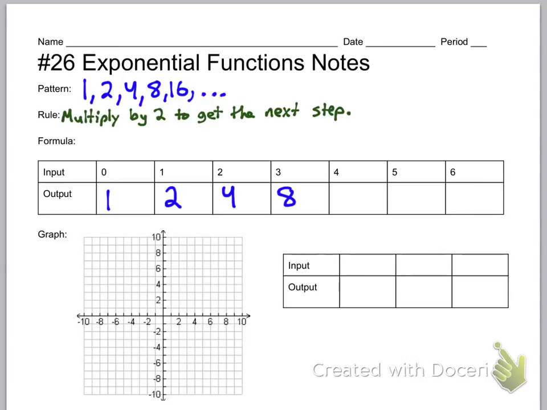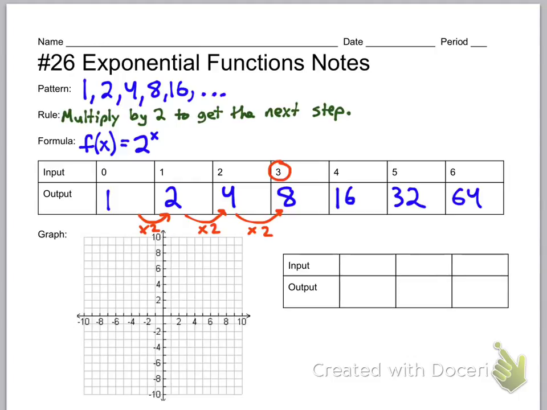And I'm just going to fill it out here. What I want you to notice is that because it's multiplying by 2 each time, for example, to get 8, which is kind of like the third step if you start in step 0 for 1, then you're multiplying 2 by 2 by 2, 3 times to get 8. So the way we write that in formula is 2 to the x. So f of x equals 2 to the x. When x is 4, it's 2 times 2 times 2 times 2, or 2 to the 4th power, which is 16. And that fits all the things in the output there.